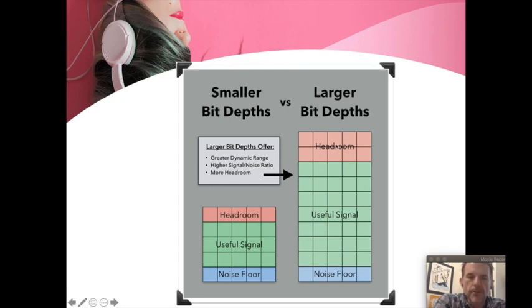We can still leave an incredible amount of headroom, but we have greater dynamic range, we have a higher signal to noise ratio, and we can still leave that nice headroom at the top. So there's a lot of bang for the buck recording at larger bit depths, even though it's going to end up on Spotify.